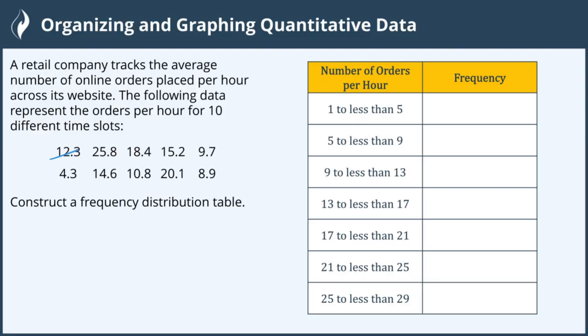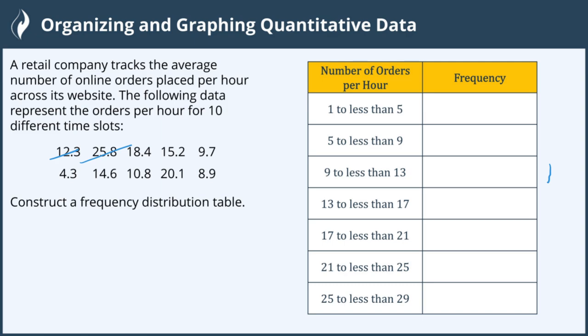That belongs to the interval 9 to less than 13. What I'm going to do is place the tallies along the side, and then I'm going to count them up and place the number in the frequency after. There may be some intervals that only have one tally mark, so I don't want to confuse the tally marks with the count at the end.